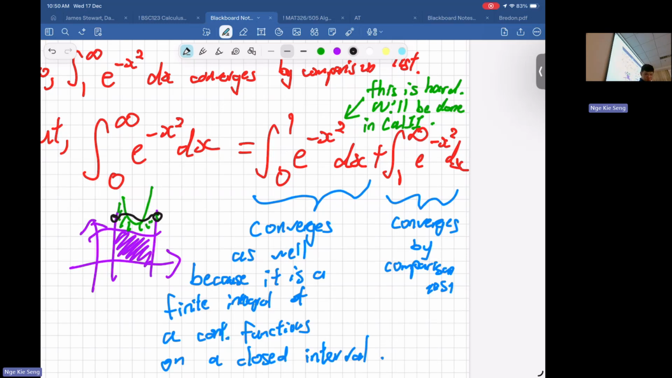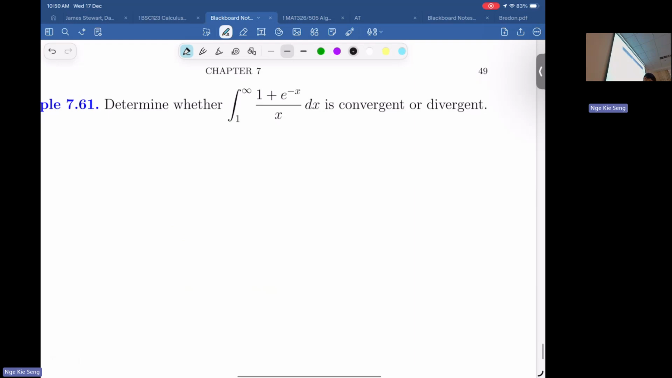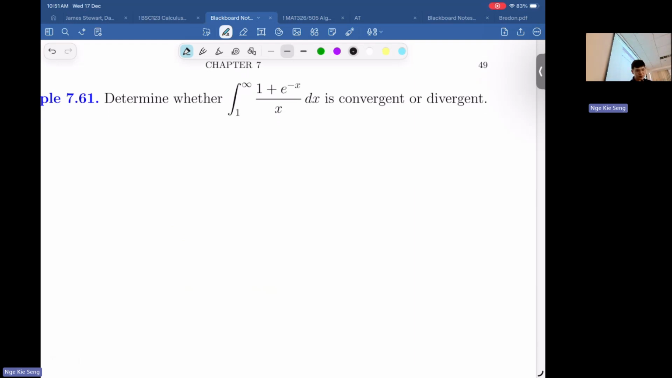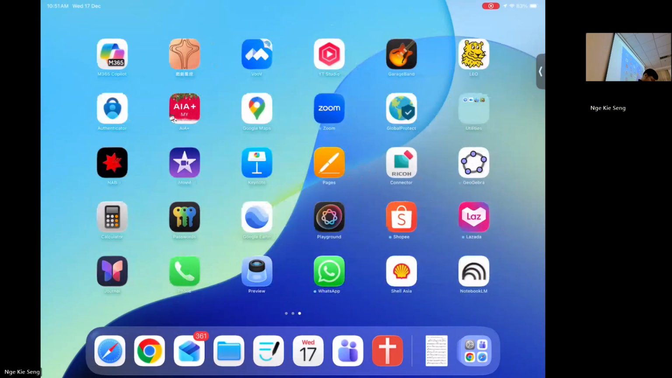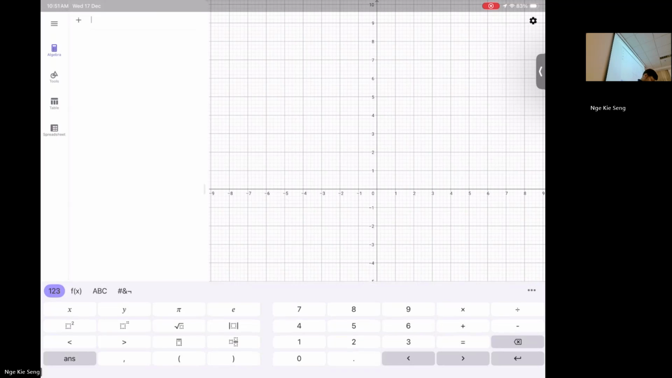Okay, if no question, let's do one more before we take a break, because this is the last question already. Determine whether this integral converges or not. If you don't have any idea, maybe you can try and plot it out first. Maybe you can use an app to plot it out to see whether it converges or not. So let's try and plot it. This is really like the old way where you make a table of x and y, and then you see whether the value gets really large or not.